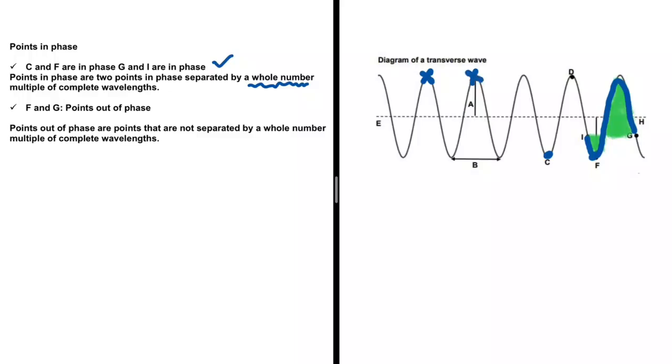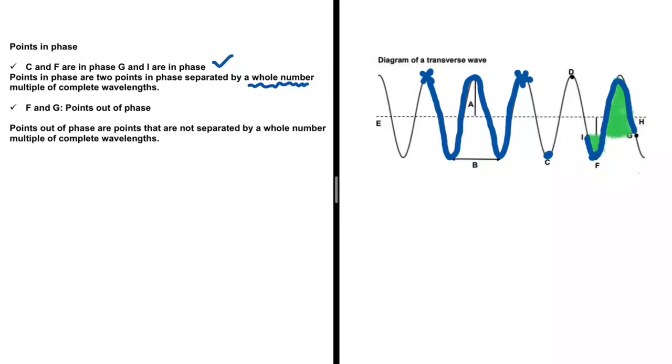But these 2 points, they are in phase. Why am I saying that they're in phase? They're in phase because we have one complete wavelength in between them. So we can say that they're in phase. If we move that point and put it here, then the 2 points would still be in phase because now we have 2 wavelengths in between them, and that's a whole number multiple. So that's how it goes.